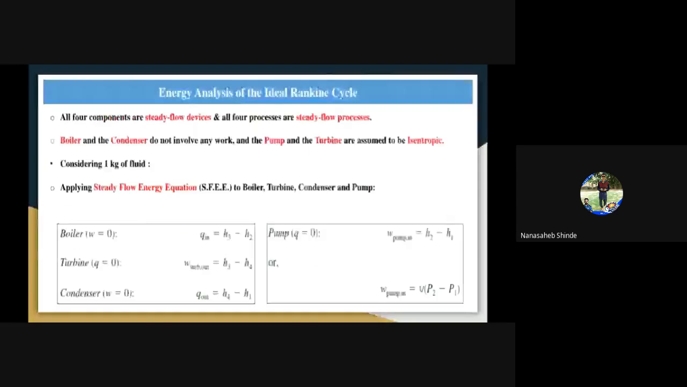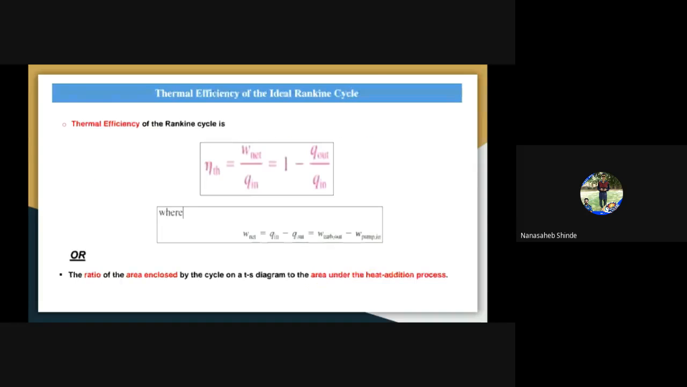In the steady flow energy equation, I have considered some assumptions, and by reducing that equation, I have calculated the thermal efficiency of the Rankine cycle. The efficiency formula is very easy: output divided by input. Output means the net work done, divided by input, which means our heat addition. So here we get the formula for the thermal efficiency of the Rankine cycle, and this is important.